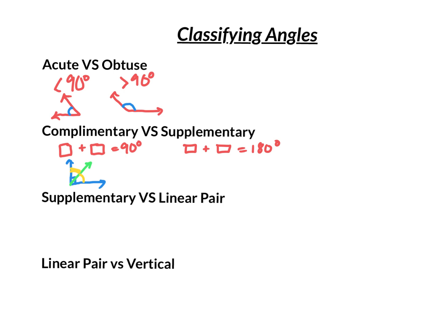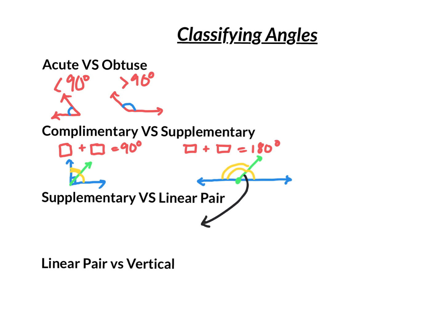Whereas with a supplementary, I'm going to draw a line here. A line is 180 degrees. So if I put a ray in here like that, these two, this one and then this one, those add up to 180 degrees. Now, supplementary versus a linear pair. What I actually drew right here for this supplementary example, this is actually a linear pair, those two angles. I'm going to draw a little arrow down. That is a linear pair.